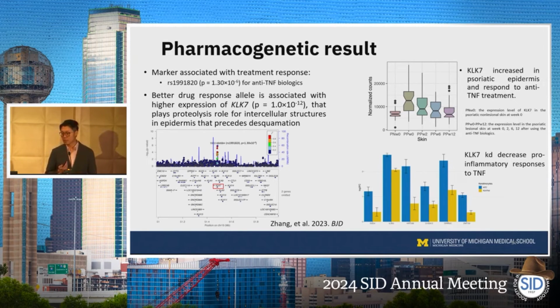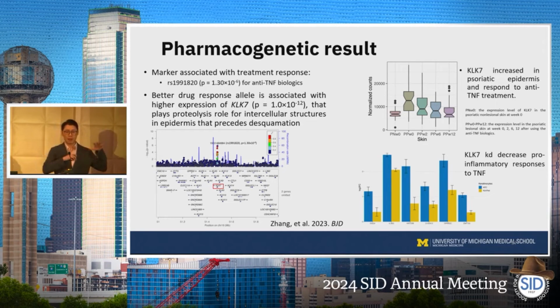So then we were saying, well, maybe we want to hypothesize that there was some role played by KLK7 in modulating the TNF stimulation in keratinocytes. So we did the KLK7 knockdown and then tried to stimulate the keratinocytes with the TNF and see how some of those pro-inflammatory response genes that are responding to the TNF actually go down once KLK7 is knocked down.